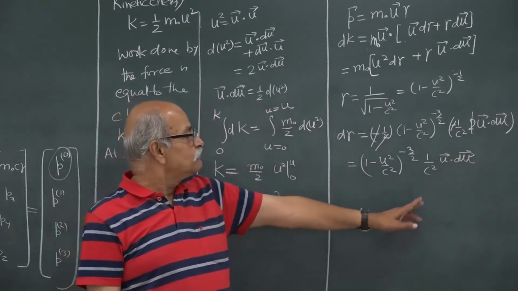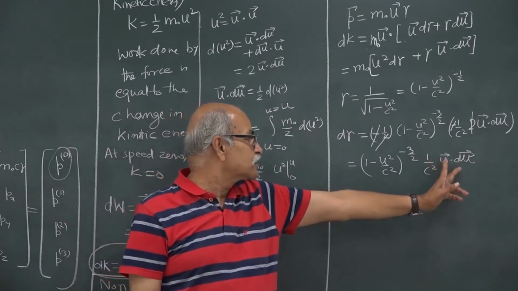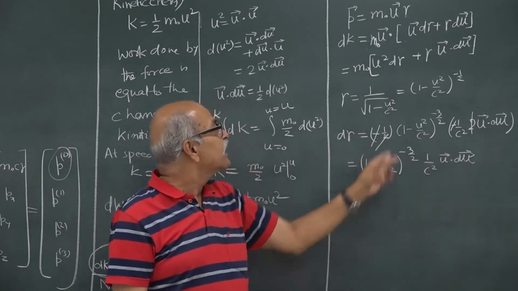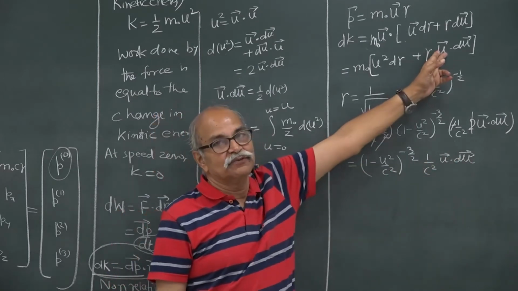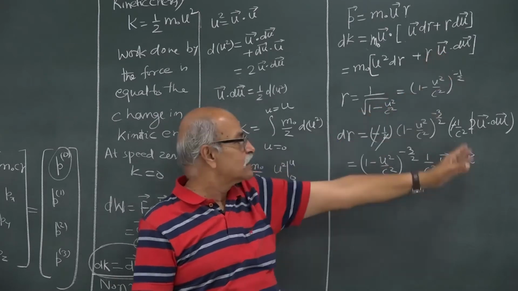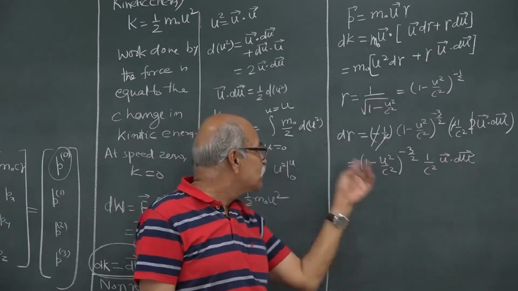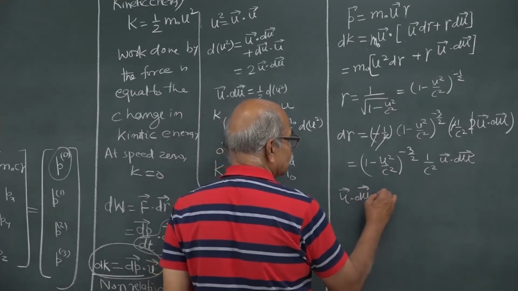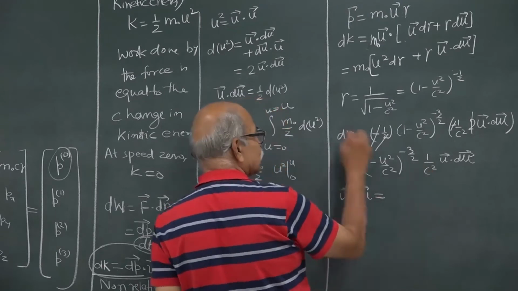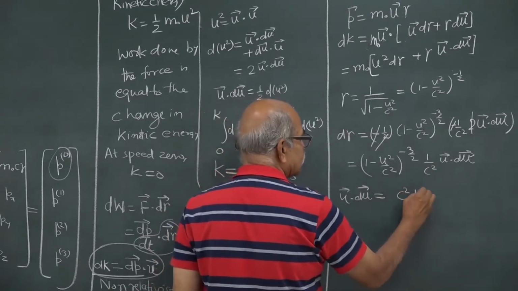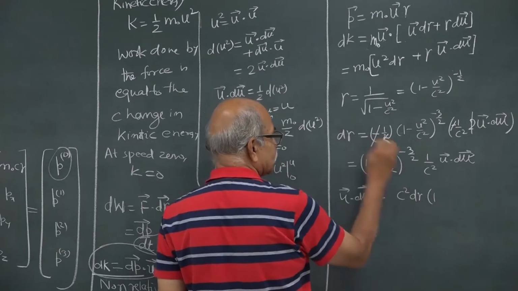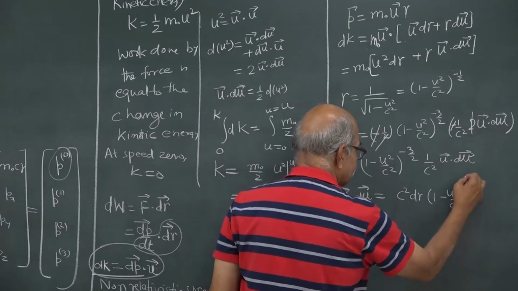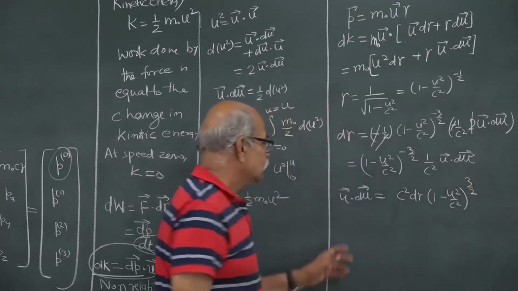What I am going to do, I will write the expression for u dot du from here and put that in place of this u dot du. Okay. So let us write what is u dot du from here. u dot du is equal to d gamma, this c square goes here, so c square d gamma, and then this whole thing goes here, so 1 minus u square by c square power 3 by 2, that is u dot du.